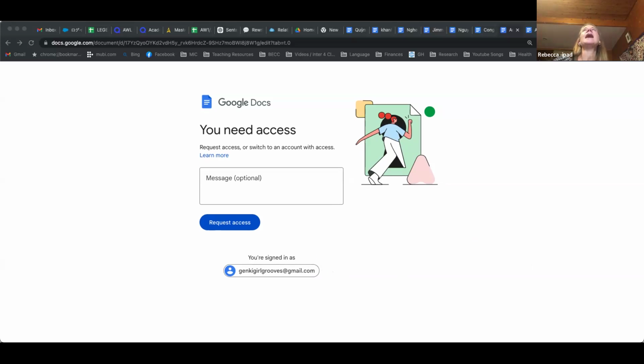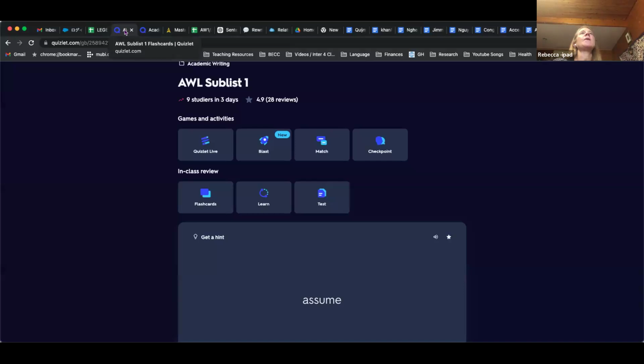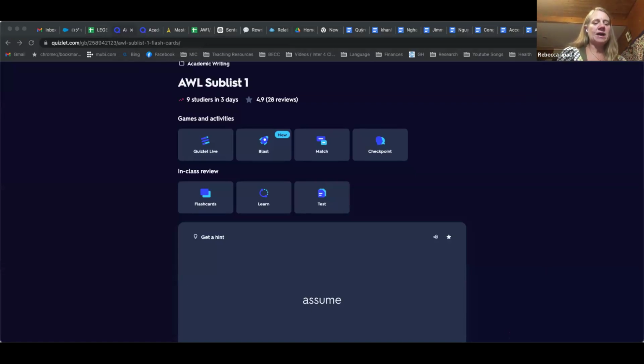Okay. I promised you last week we were going to play a game. So I thought this would be a good opportunity to teach you about the AWL. Do you know about the academic word list? The AWL is the academic word list.